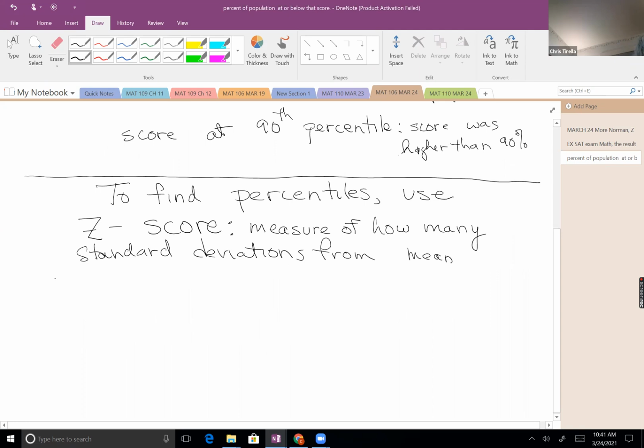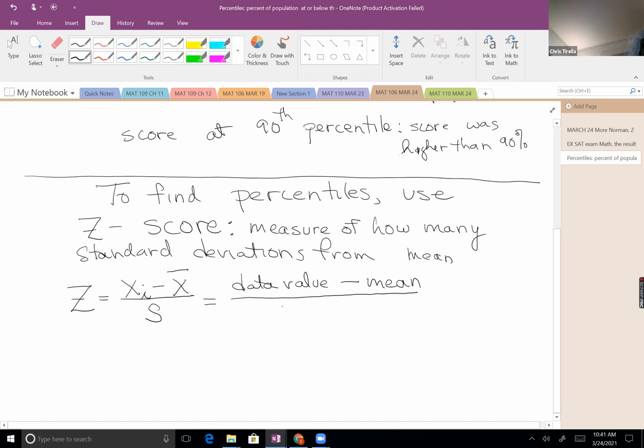We're going to have a formula for the z-score. And the z-score is going to be your data value minus your mean, divided by the standard deviation. So it's the data value minus the mean. And after you do that subtraction, you're going to divide it by the standard deviation.